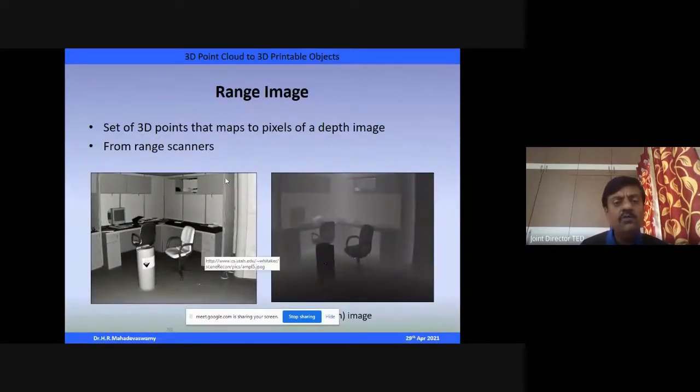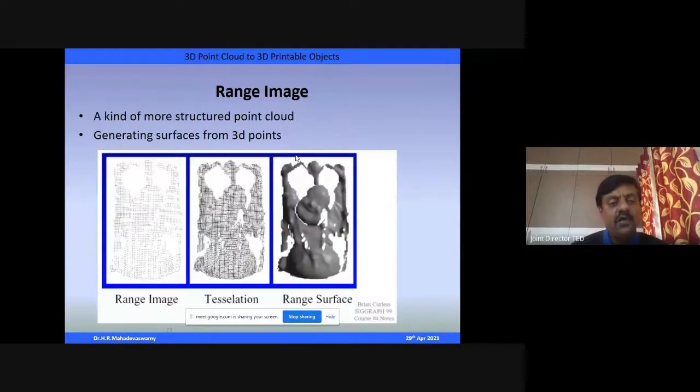Now, a range image is a set of 3D points that map to pixels in a depth image. So this is a range image. In many of these situations, we use the range image, in which you get a range scan from the range scanners. For example, take the happy Buddha face. This happy Buddha face is constructed using the range image.